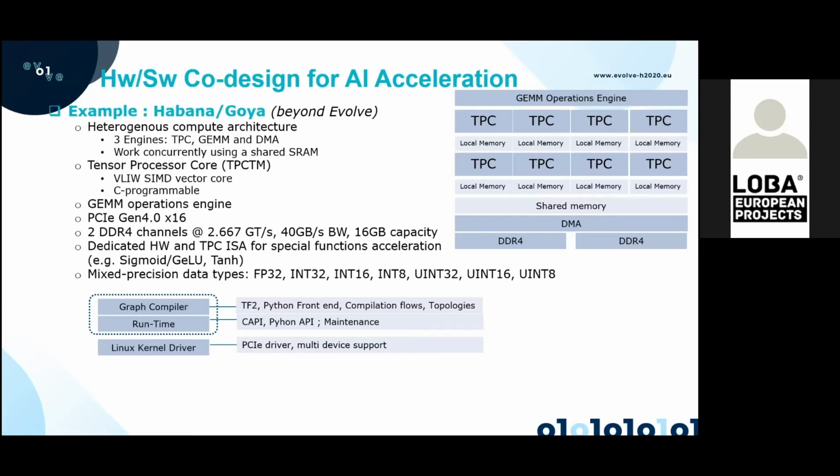So here is something generic, but it illustrates the kind of acceleration engines that can be used for the different parts. Another important point is that this kind of accelerator supports different precision data types, from FP32 to unsigned integers of 8 bits.